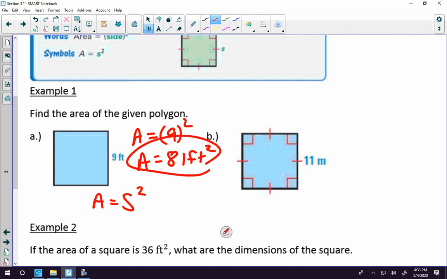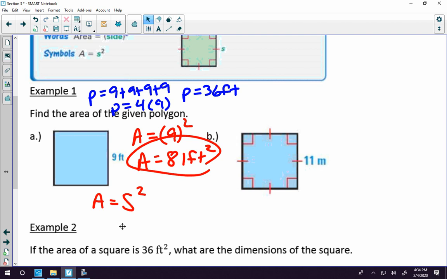Now, remembering the perimeter, I know the directions don't ask you to find the perimeter around this square, but if they did, the perimeter would be 9 plus 9 plus 9 plus 9, or shorthand 4 times 9, because there are 4 nines. So the perimeter is going to be 36 feet. Not square feet. Area is in square feet, but the perimeter, being linear, is only 36 feet.